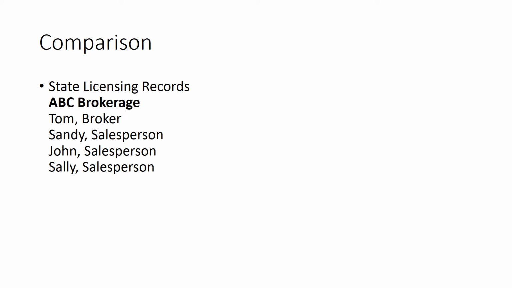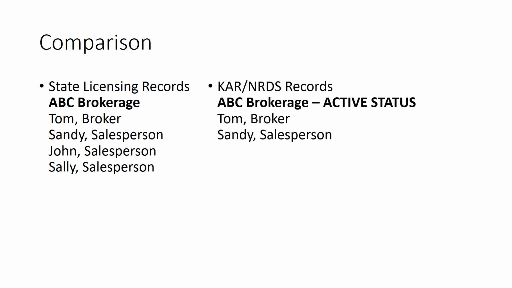So what we wanted to do is enable you to find out what the state licensing records are showing. Let's say that you can now do a comparison. You take the state licensing records and you see these 4 people underneath the ABC brokerage, and then you look at your membership records for the ABC brokerage.